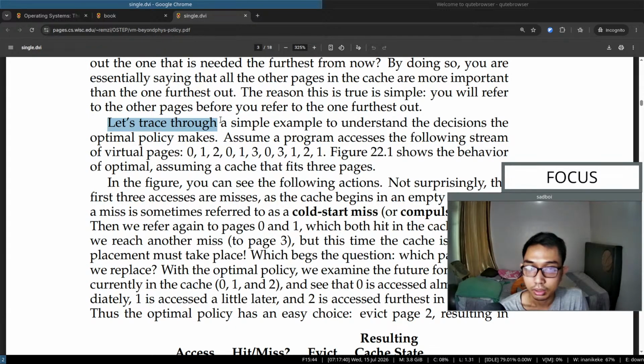Let's trace through a simple example to understand the decision the optimal policy makes. Assume a program accesses the following stream of virtual pages.